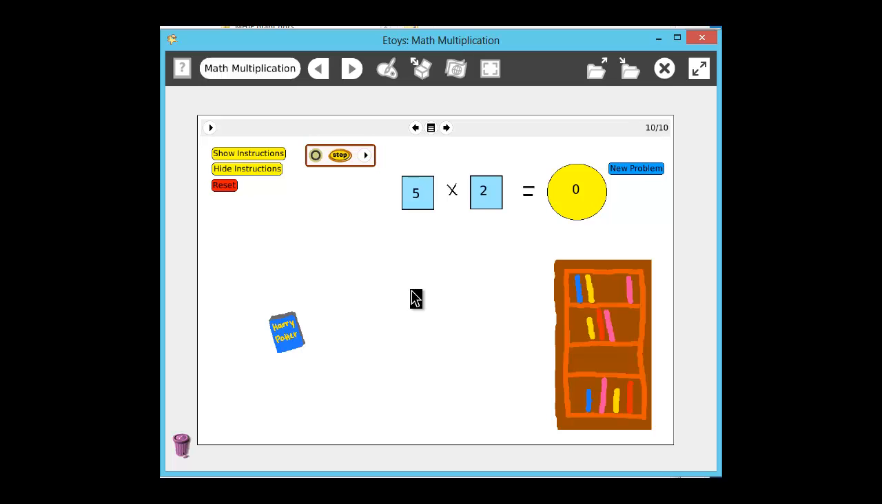Finally, they're incentivizing their learning by doing some practice. The objective of this game is to get the book onto the shelf. Every time you get a problem right, I'm going to step, and the book gets closer. So 1 times 6 is 6. I click step, the book gets closer. I'm trying to get the book to the bookshelf.